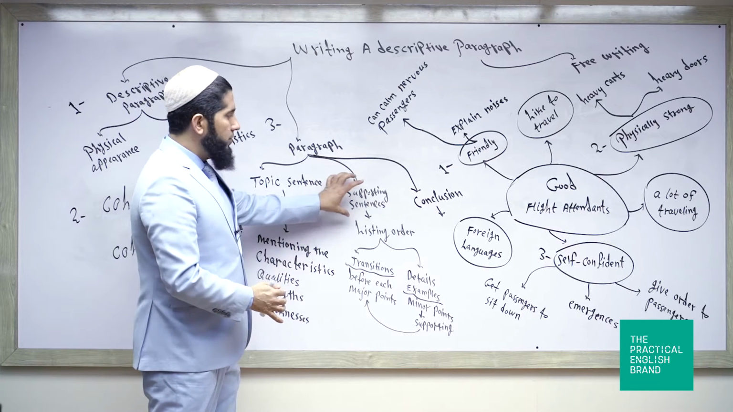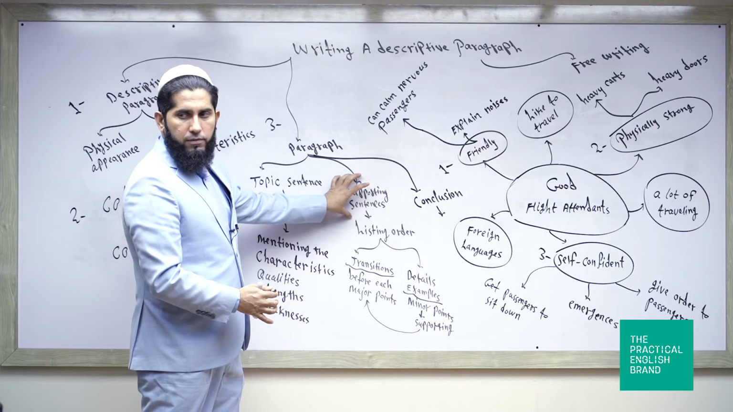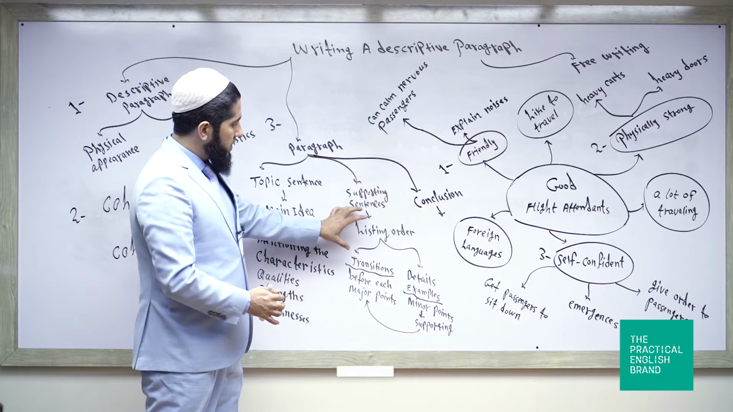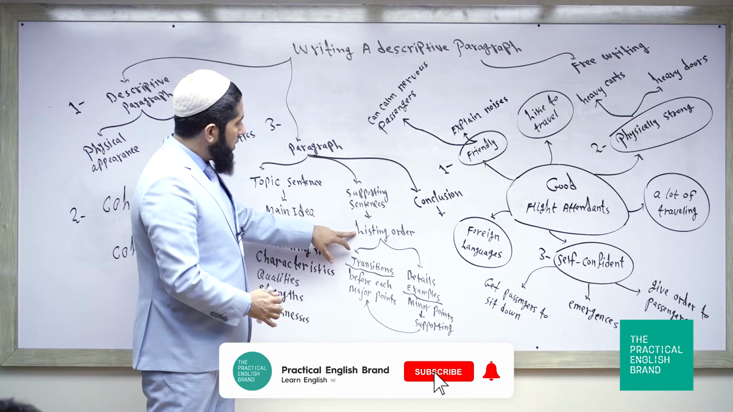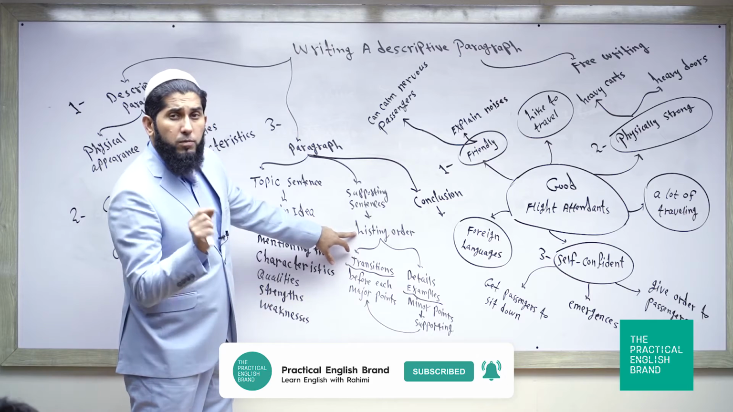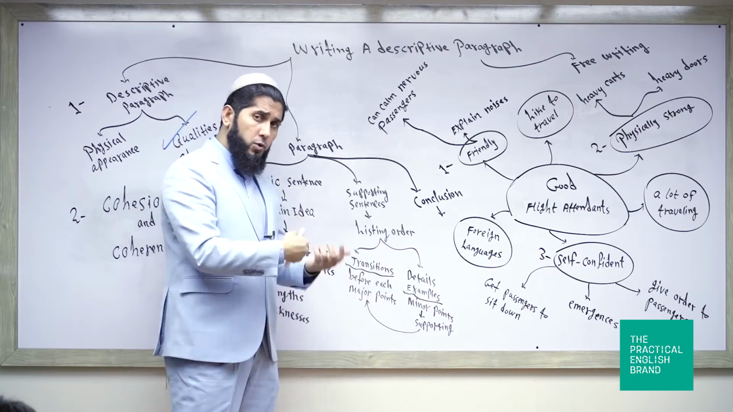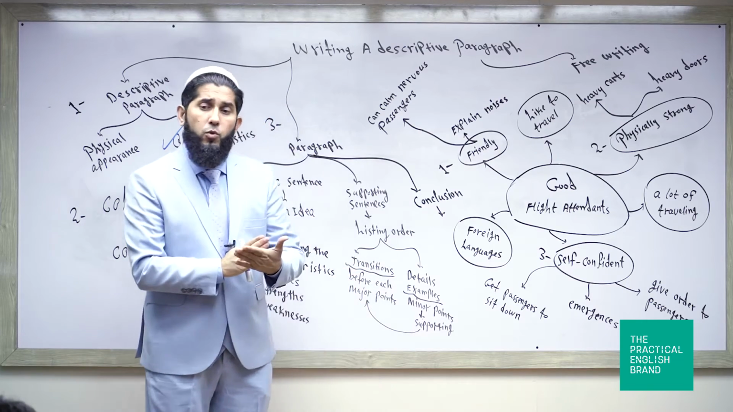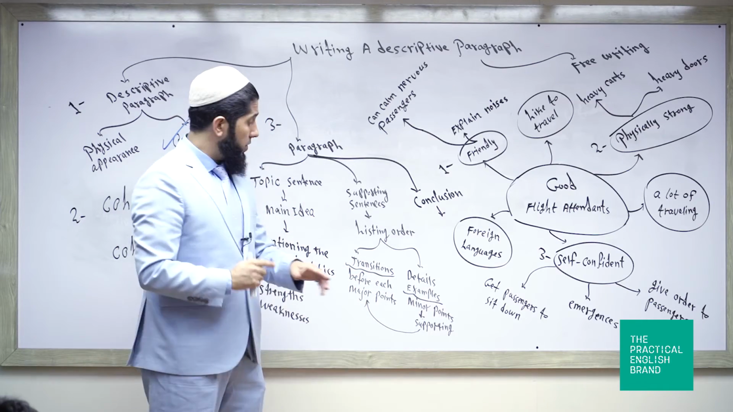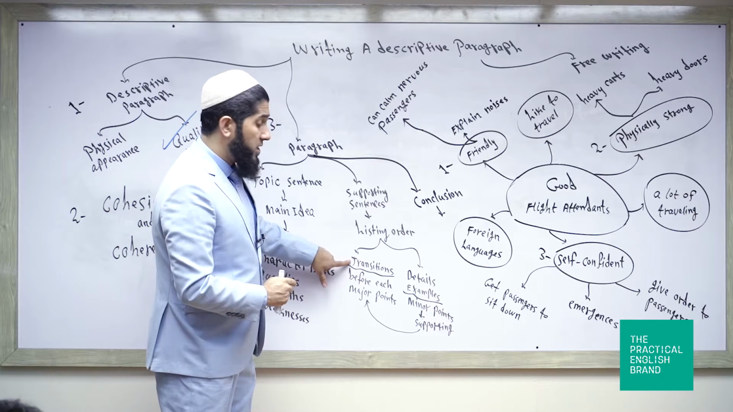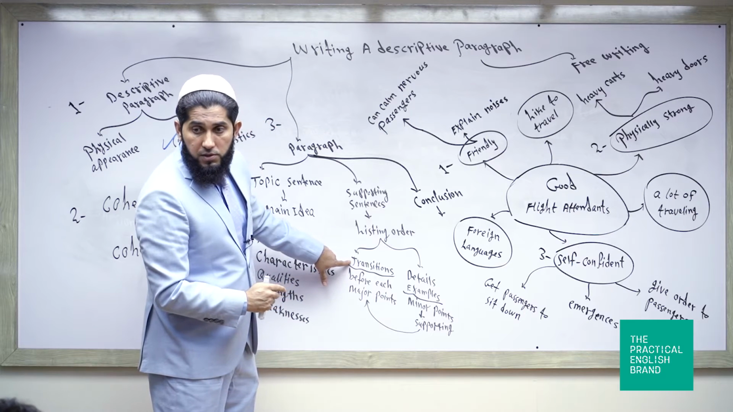And then you move to the body of your paragraph, okay? And supporting sentences over here. So what kind of order will you be using in this specific type of paragraph? The order that you will be using is called listing order. What kind of order? Listing order. And you need specific transitional words and phrases, okay?